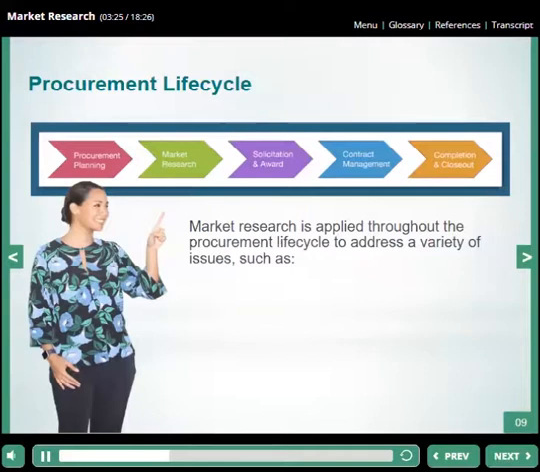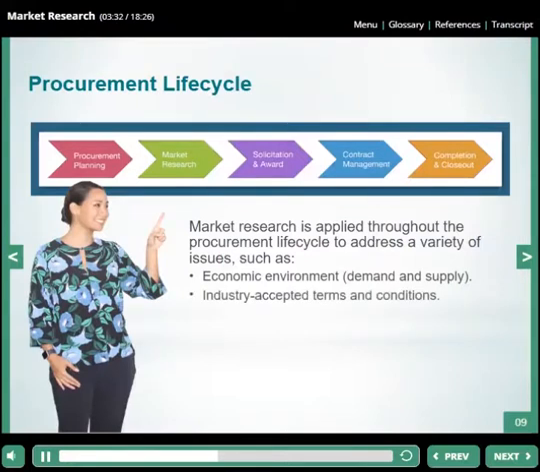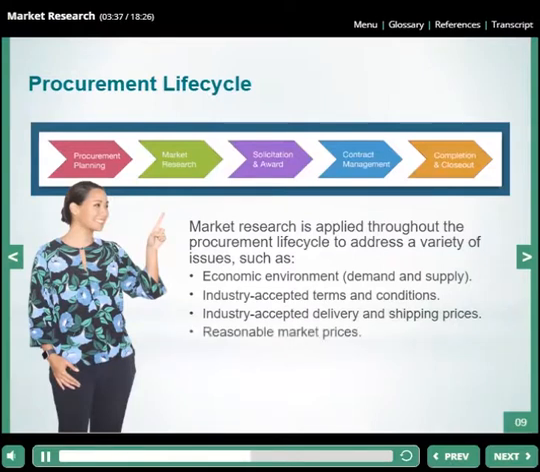Market research is used to address a variety of issues such as the economic environment in order to understand demand and supply, industry-accepted terms and conditions, industry-accepted delivery and shipping prices, reasonable market prices for products and services, and the types of contracts that should be used to best meet each procurement's needs. Market research is also used post-award to identify the need for post-award modifications. It helps determine if you should exercise an option, if that option's price is still reasonable as a single source, and if there is new competition.